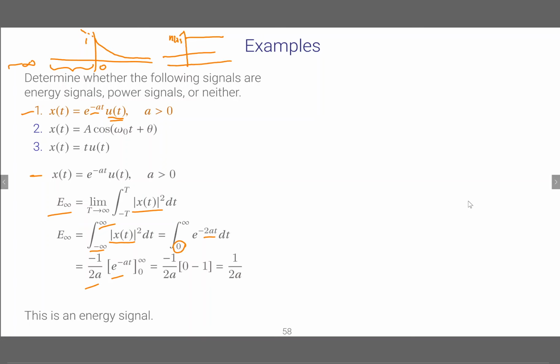When you put the limits, when you put infinity, because a is greater than 0, this quantity is 0, and when you put 0 here, it's 1, so therefore 1 over 2a. So E infinity is finite, so this is an energy signal. Is P infinity finite? Of course, P infinity is finite in this case.